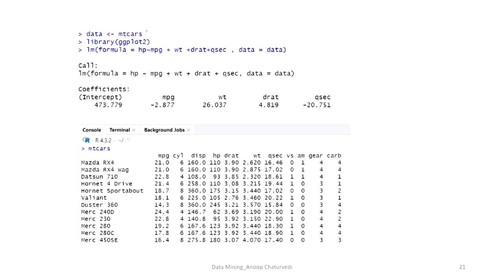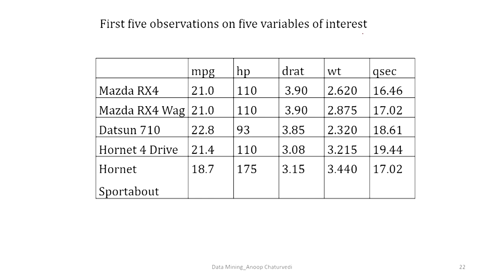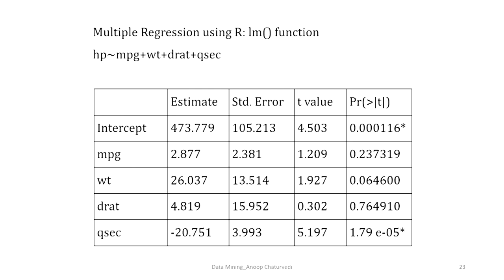So the data is available in R, and we have used this command, and ultimately we get this kind of output here, which is some part of the data set. Of course, here I have not shown you the entire result. The first 5 observations on the 5 variables of interest are these. You have different car models, and then you have these variables which we have considered in this example, and these are the observations. As I showed you earlier, to fit multiple regression, we have used the lm function of R, and then we have obtained these results.